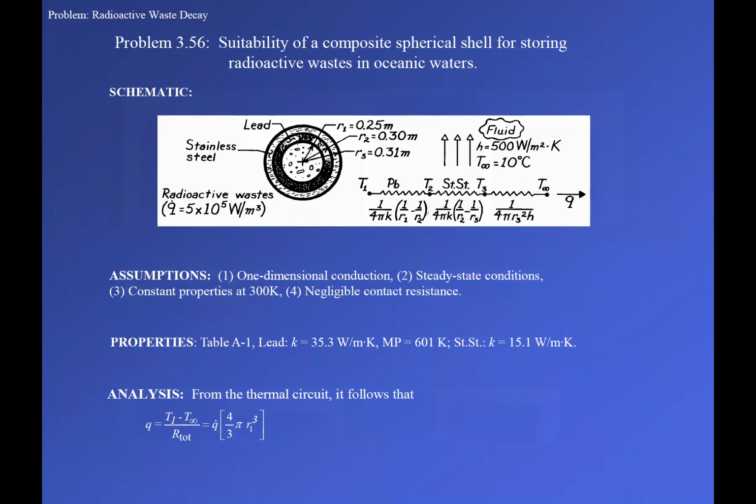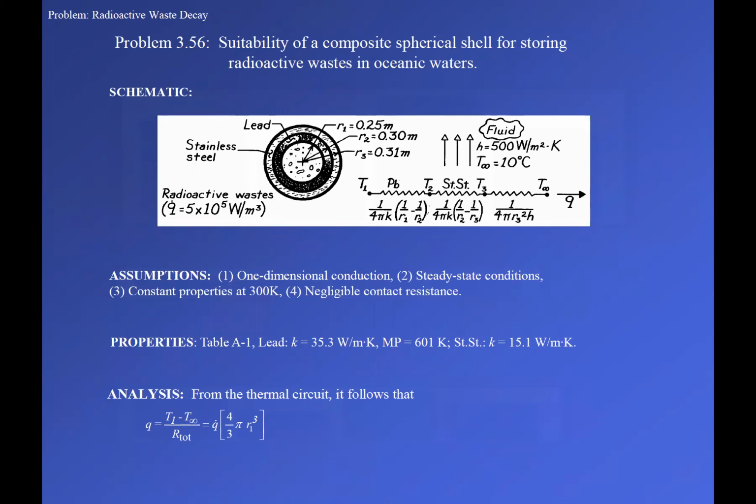It is proposed to submerge the container in oceanic waters that are at a temperature of T infinity of 10 degrees Celsius and provide a uniform convection coefficient of 500 watts per meter squared Kelvin at the outer surface of the container. Are there any problems associated with this proposal? Okay, and any problems, we're more just kind of looking at it. The problems being, are there any heat transfer, thermal related problems?